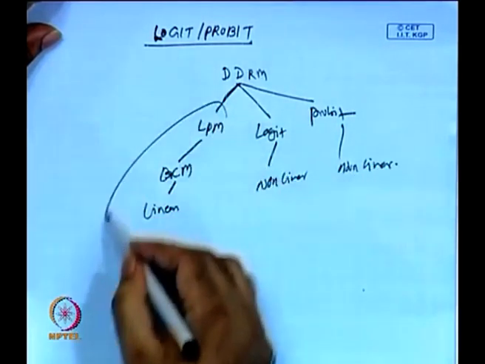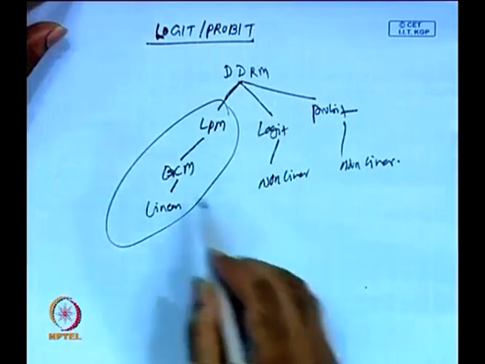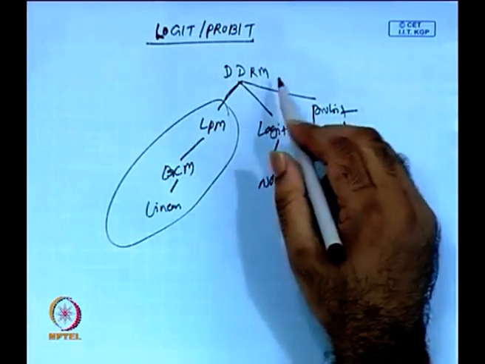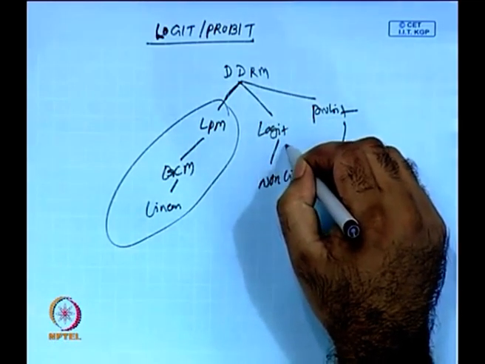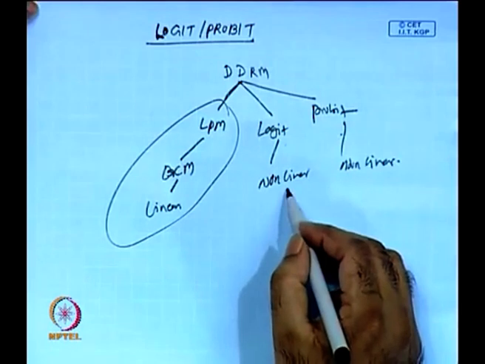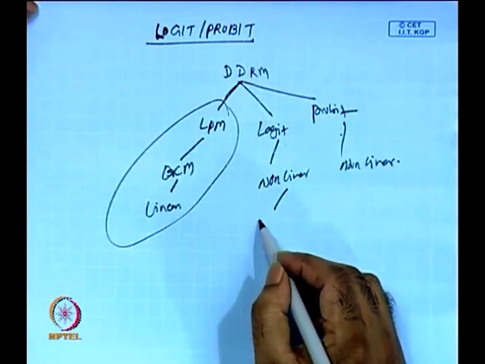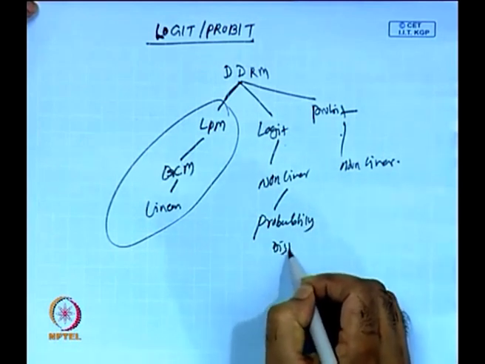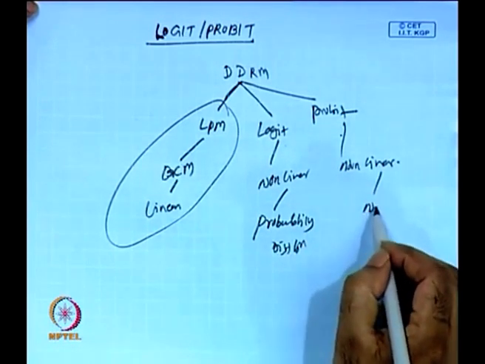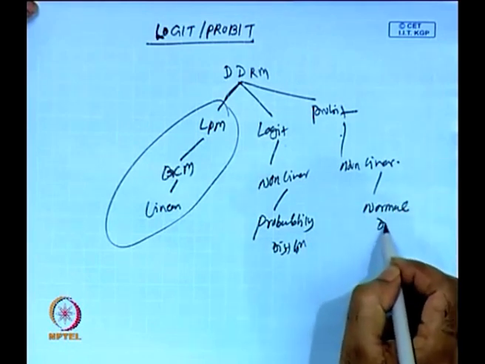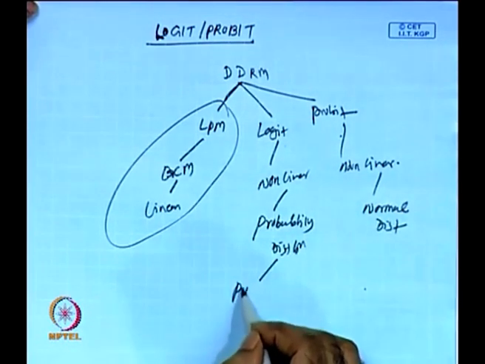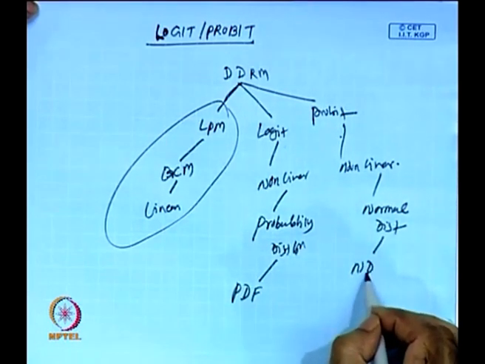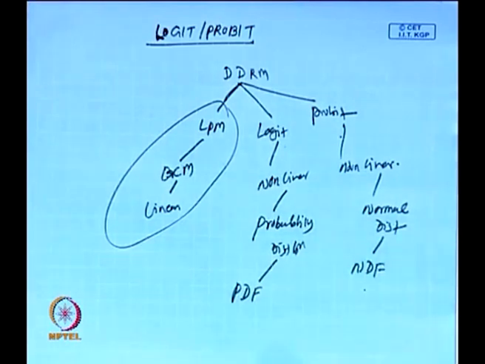We have discussed the details about the linear probability models, where we have found lots of limitations. That limitation can be taken care of by LOGIT and PROBIT models. The LOGIT model is a pure use of the probability distributions, and this is typically use of normal distributions. That means this basically deals with the probability density function, and this typically deals with the normal density function. Okay, PDF and NDF.